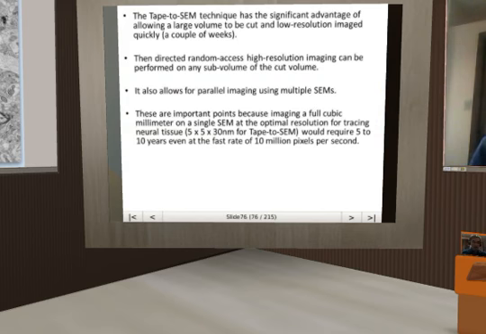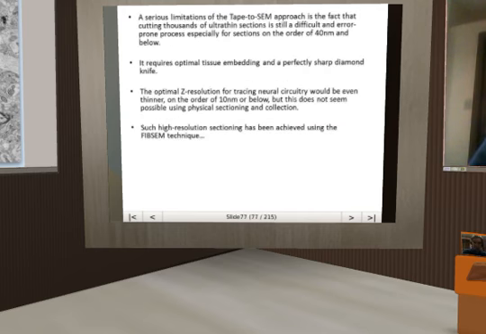The tape-to-SEM technique has the significant advantage of allowing large volumes to be cut and low-resolution imaged quickly, for example, in a couple of weeks. Then directed random access high-resolution imaging can be performed on any sub-volume of the cut volume. It also allows for parallel imaging using multiple SEMs. These are important points because imaging a full cubic millimeter on a single SEM at the optimal resolution for tracing neural tissue, which in this case would be about 5 by 30 nanometers for this tape-to-SEM process, would require 5 to 10 years, even at the fast rate of 10 million pixels per second.